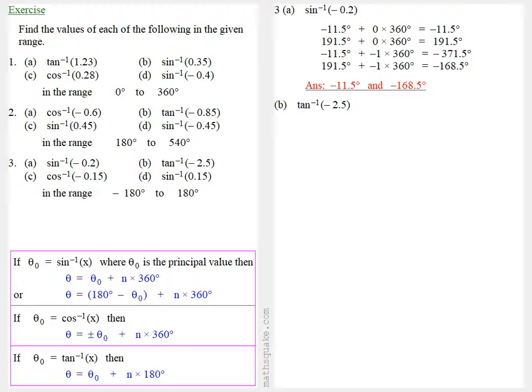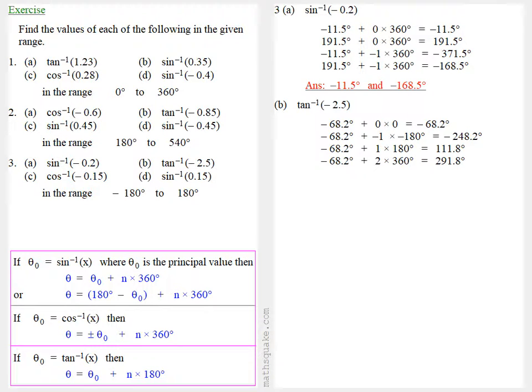In part B, we want the inverse tangent of minus 2.5. Well, if we do that on a calculator, we get minus 68.2 degrees, and we can subtract or add 180 degrees to that, and we get the results in the table. We see that the only two values in the range minus 180 to 180 are minus 68.2 degrees and 111.8 degrees.